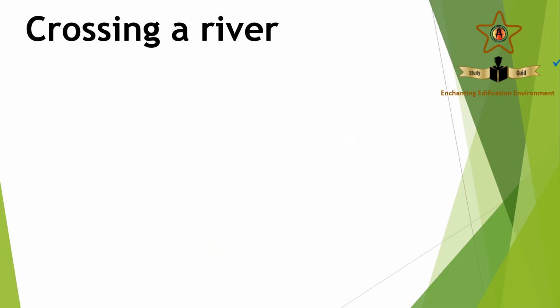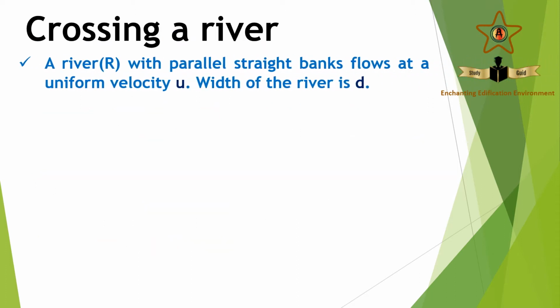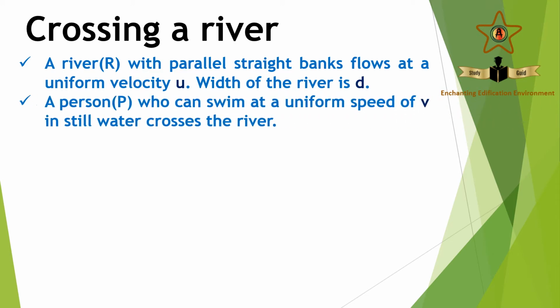Crossing a river. A river named R has parallel straight banks. It flows at a uniform velocity u. The width of the river is d. A person named P, who can swim at a uniform speed v in still water, crosses the river.